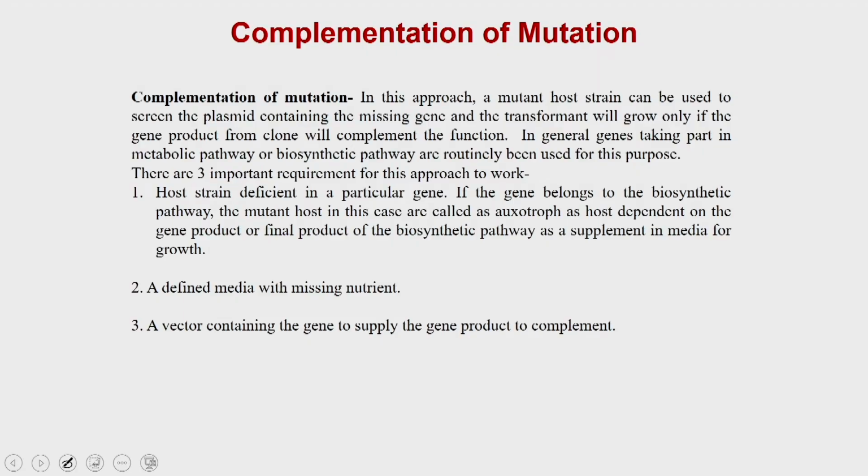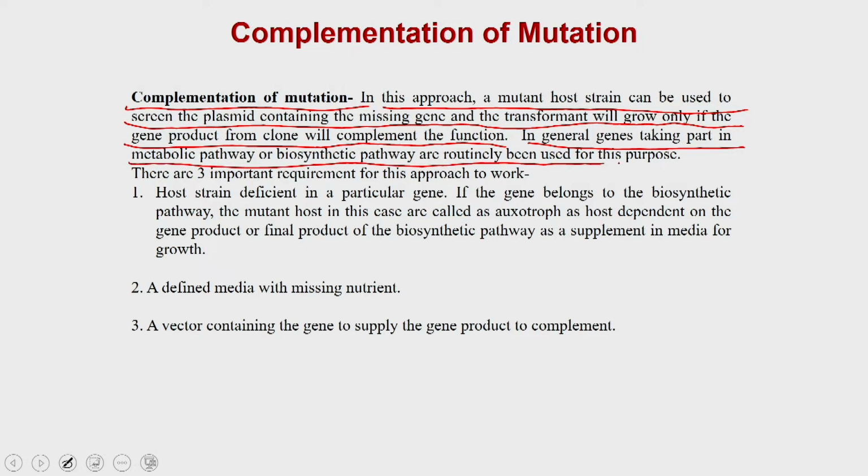Now, the last approach is the complementation of mutations. In this approach, you use a mutant strain, which can be used to screen the plasmid containing the missing gene, and the transformants will grow only if the gene product from the clone complements the functions. In general, the genes taking part in metabolic pathways or biosynthetic pathways are routinely used in this process.